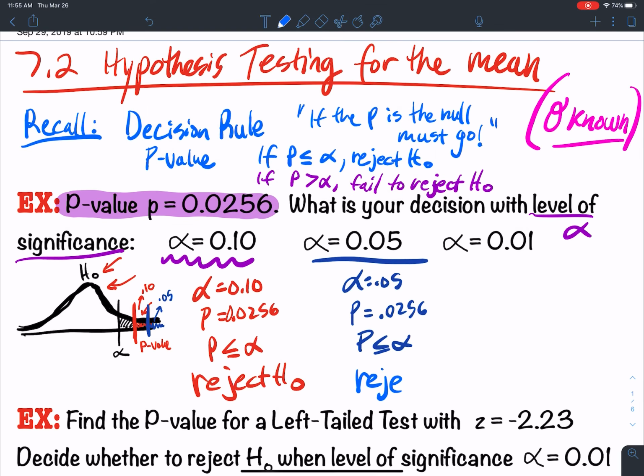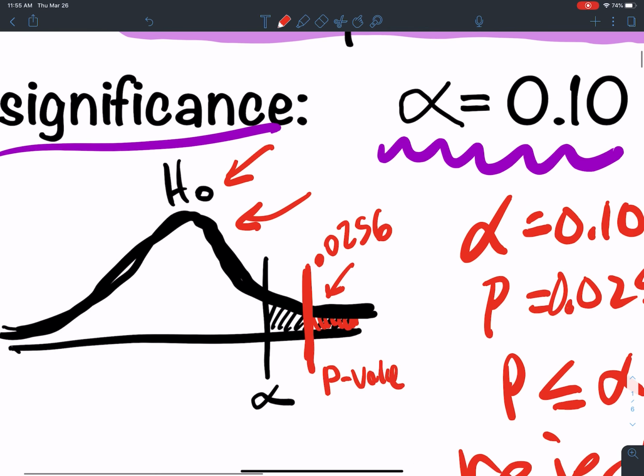Okay, back up. Let me reverse what I just said here with this little picture. Now, it is true that p is less than alpha. 2.5% is smaller than 5%. However, it's alpha that is changing for us. The p-value is staying at 0.0256 in this picture here.